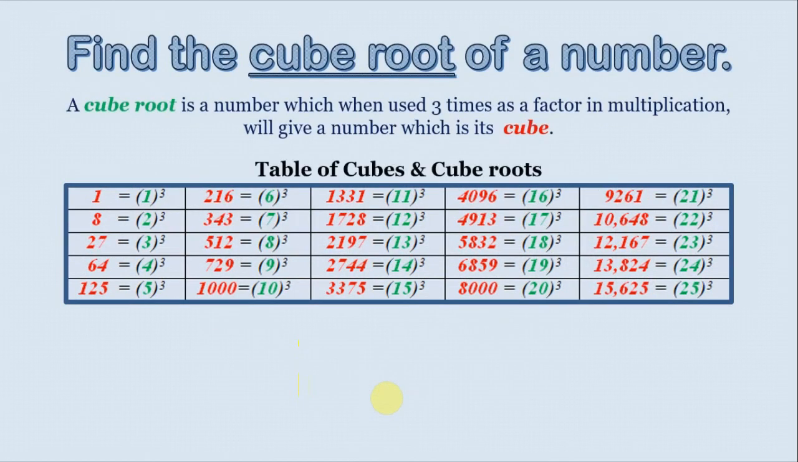Lastly, you will learn how to find the cube root of a number. To find the cube root of a number, again, the easiest method is to use the table of cubes and cube roots. Given a cube, which is 8, what is the cube root of 8? According to the table, the cube root of 8 is 2.